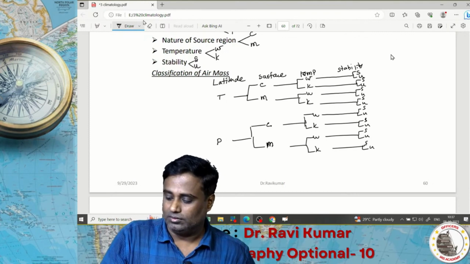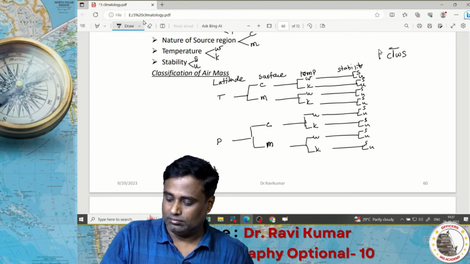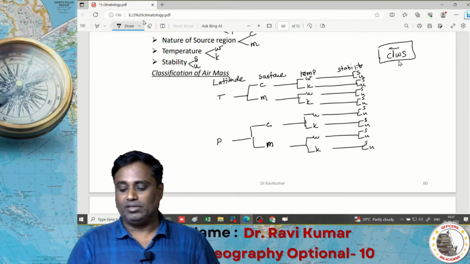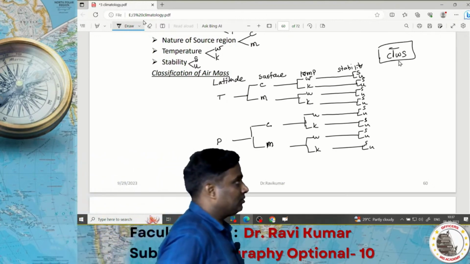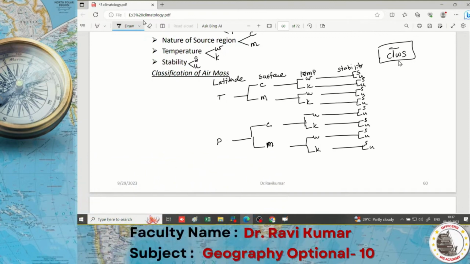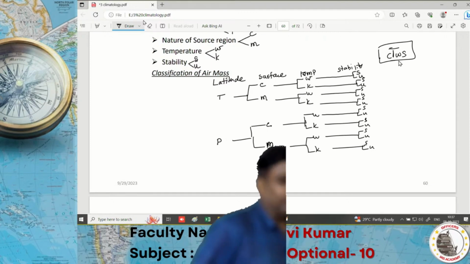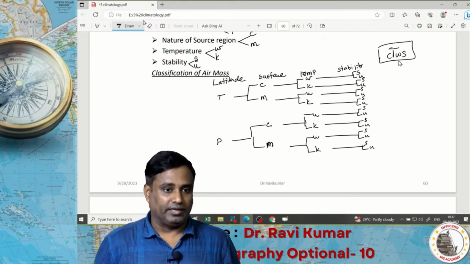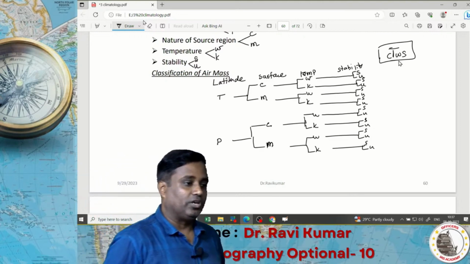Okay. Describe the characteristic features of air mass CTWS. Answer: it is formed in the tropical region over a continental surface, has high temperature, and is stable.